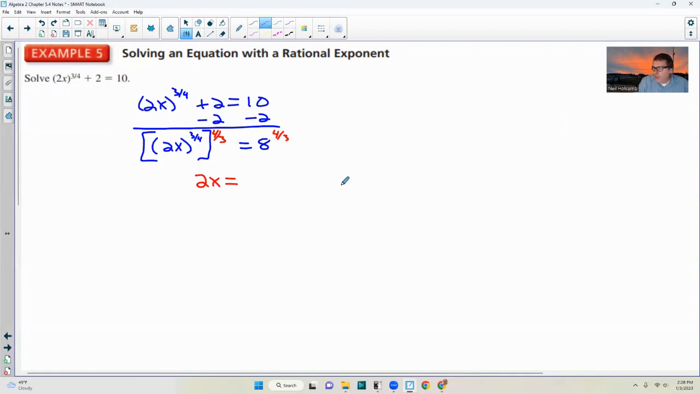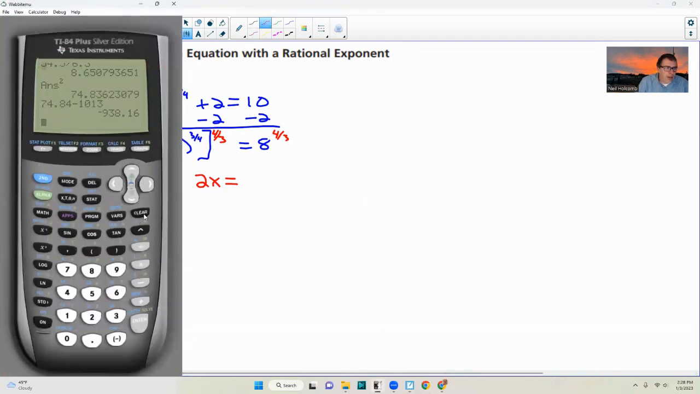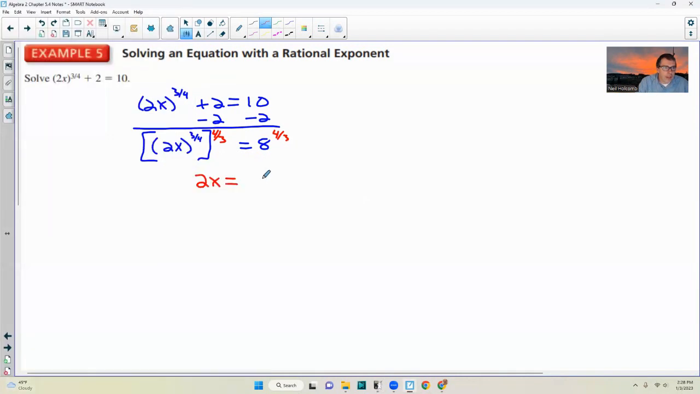Okay, so what in the world is 8 to the 4/3? Well, you could just put it in your calculator. I'll show you how to do that. On clear, 8 to the power of 4 divided by 3, enter, and it's 16. Okay, so that's 16. Well, let me explain that.